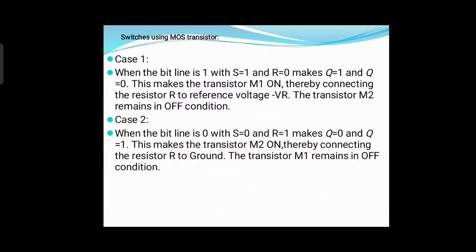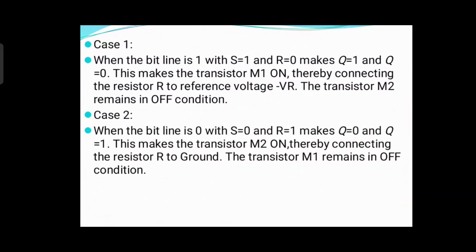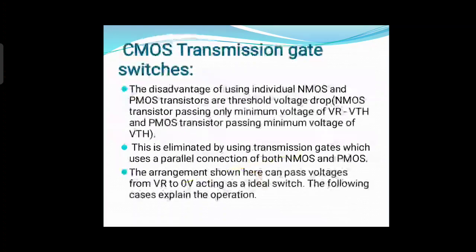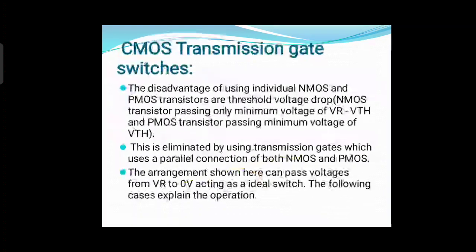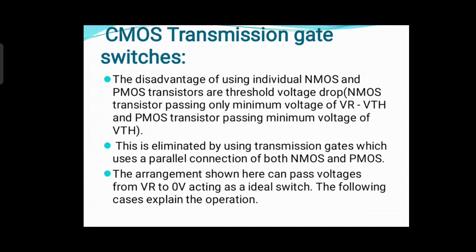CMOS transmission switches. The disadvantages of using individual NMOS and PMOS transistors are the threshold voltage drop, and the PMOS transistor passing the minimum voltage of VTH. This is eliminated by using transmission gates, which use a parallel connection of both NMOS and PMOS.